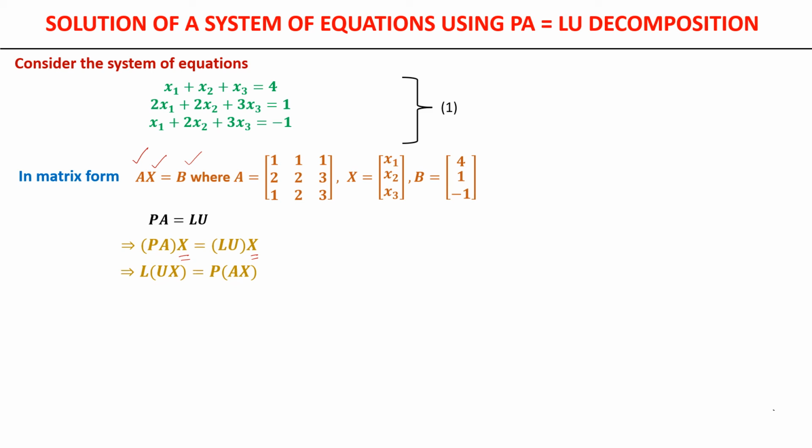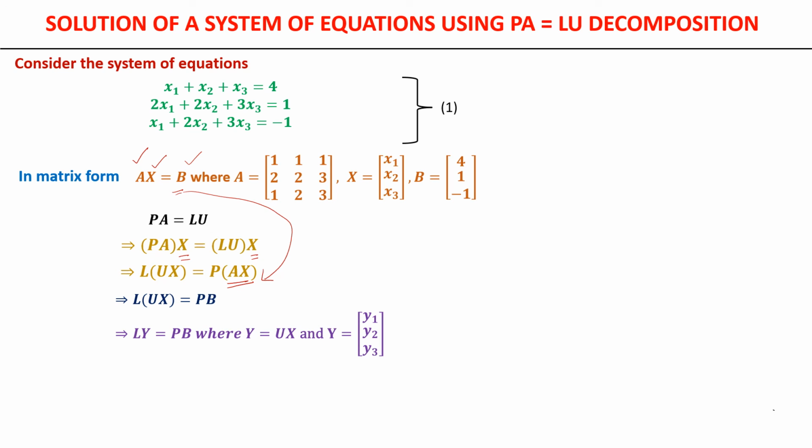And then place the brackets. PA into X can be written as P into AX, so that this AX is nothing but B. So I substitute that here, so that I get L into UX is equal to PB. So you have now a PB on the right side, which is again a new matrix.